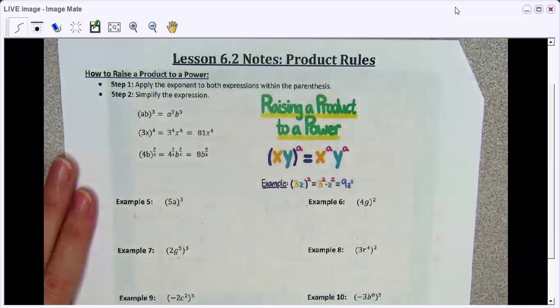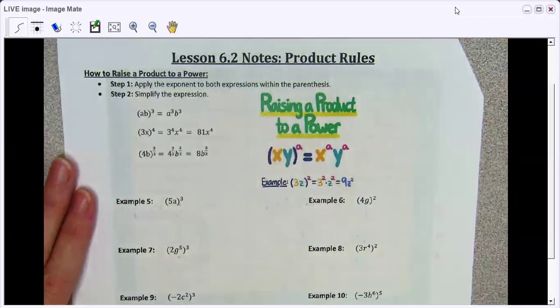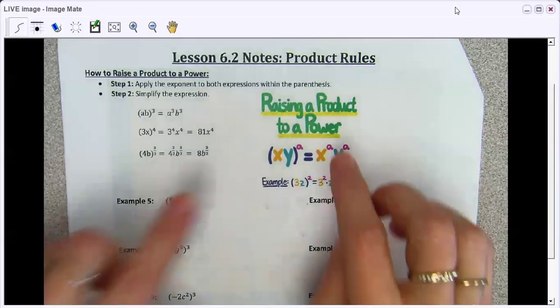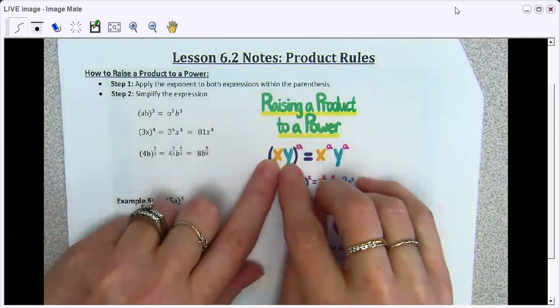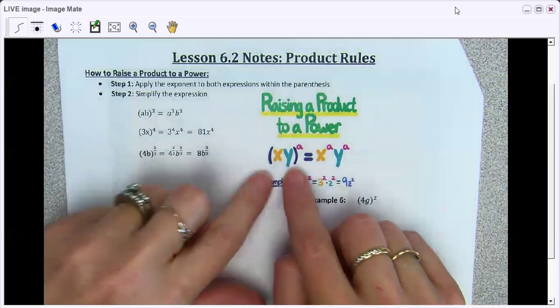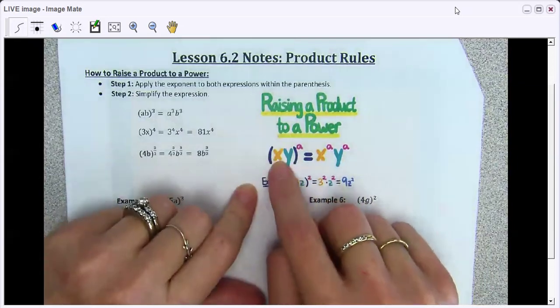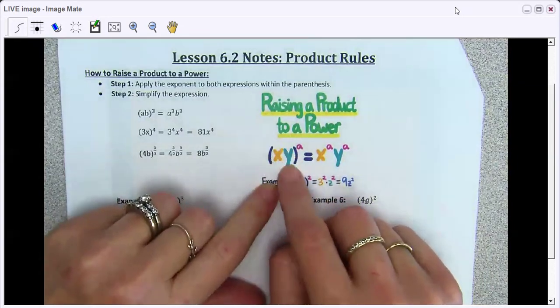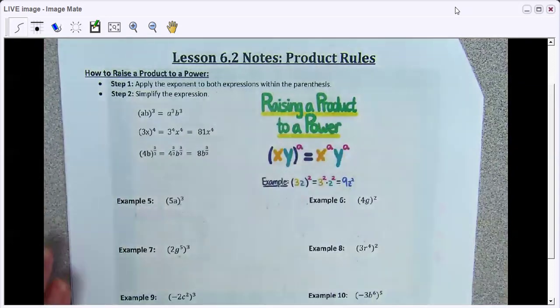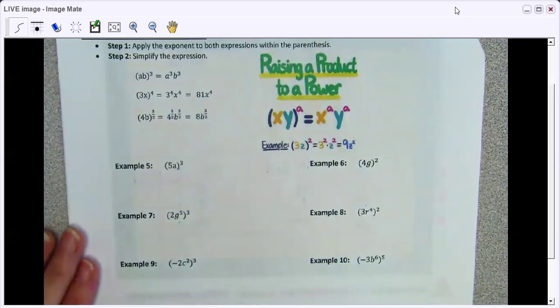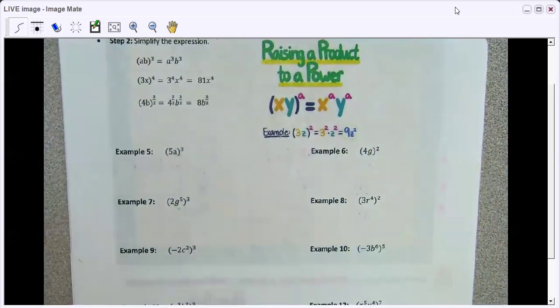product rule, which is raising a product to a power. So when it says raising a product to a power, that just means the product is what is being multiplied inside of the parenthesis. So that is considered the product. And then raising this to a power would be raising it to the exponent. Again, there's some examples here if you want to look at them. But let's go ahead and start practicing.